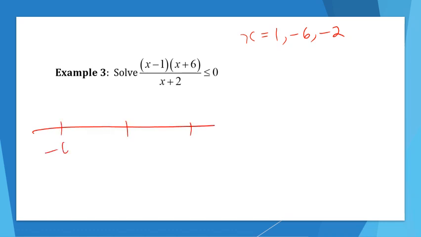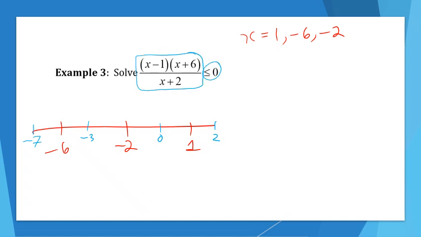So -6, -2, +1. Now I'm going to do this in a different color just so I don't get confused. I'm going to start plugging in values. So 0, 2, -3, and then -7. And then I want to see, is this whole thing going to be a negative number?